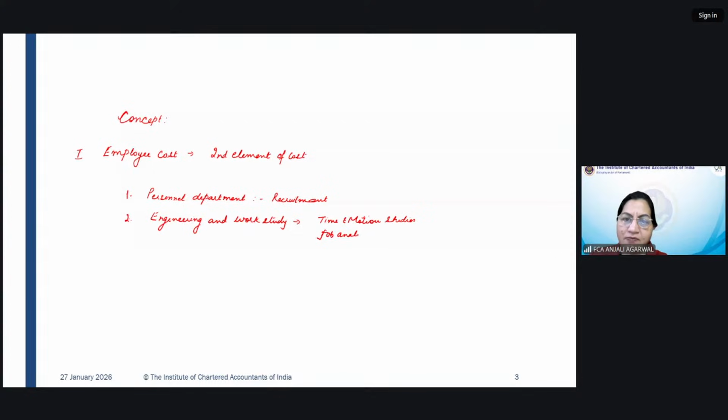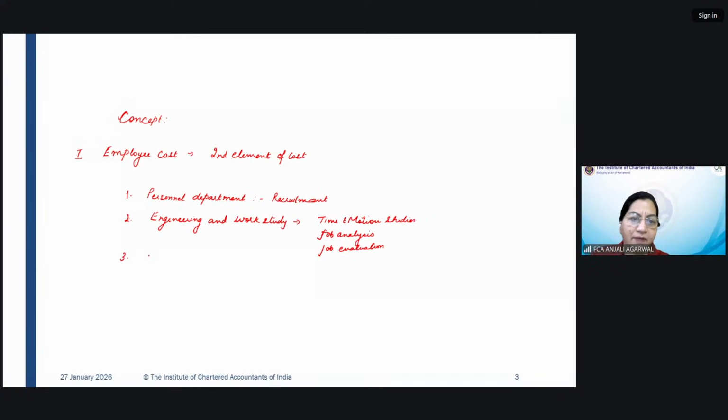Job analysis: what does the job require? What is the job description and specification? What is the job evaluation? How do you rate a job? Merit rating, and all these things are the job of the engineering and work study department.